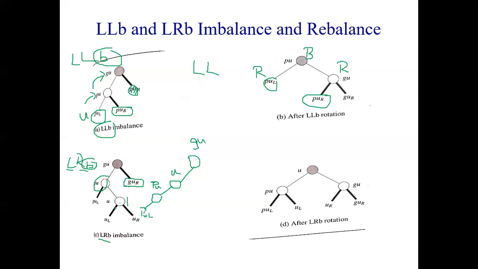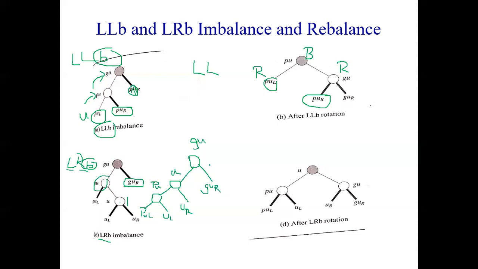What will happen to U's left subtree? U's left subtree will become PU's right subtree. And U's right subtree will be UR as it is. And to the right of GU, you have GUR as usual.